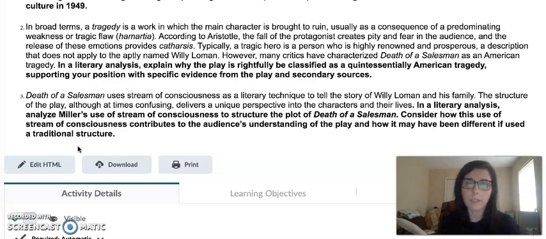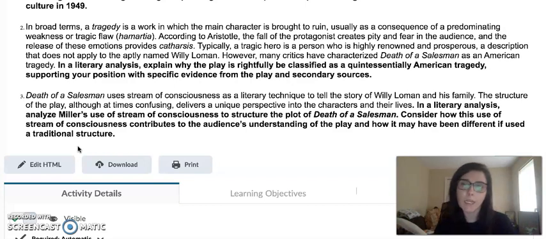In a literary analysis, prove why the play is rightfully classified as a quintessentially American tragedy, supporting your position with specific evidence from the play and secondary sources, obviously. So instead of trying to argue that this play is a tragicomedy, because it's not, it's unanimously considered to be a tragedy. But the conversation about Death of a Salesman is not so much about its comedic elements, but what makes it so quintessentially American. And there will be scholars that say Death of a Salesman isn't anything new. We've seen this before. It is a pure tragedy in the classic definition as it has been.